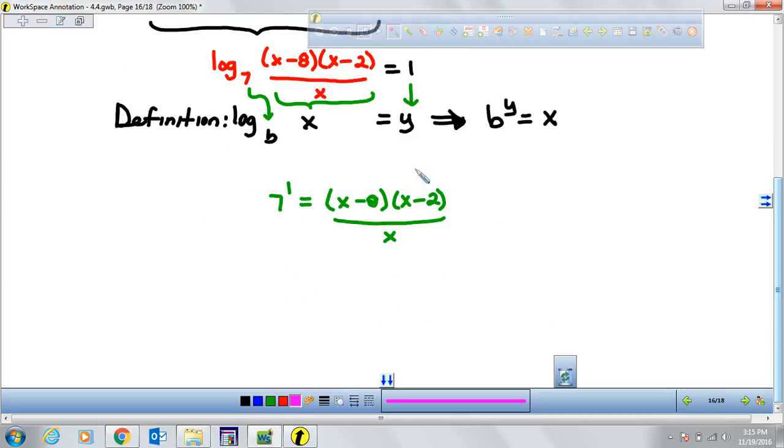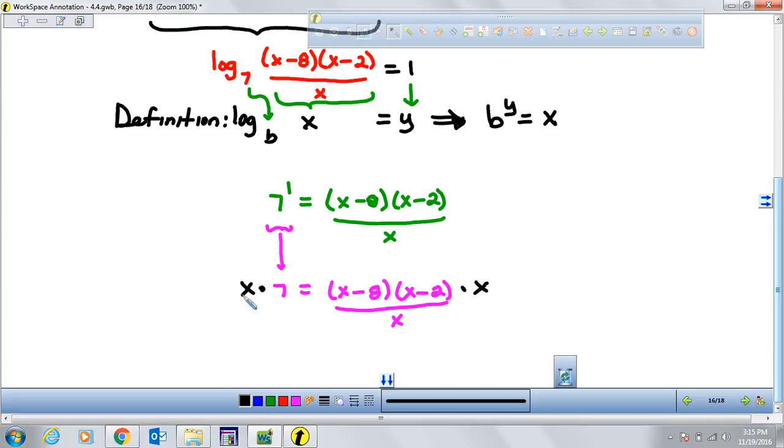Step 3, now we need to solve for x. First we need to raise that 7 to the first power, which in this case 7 to the first power equals just 7, equals x minus 8 times x minus 2 divided by x. So we end up with another case here in which we need to get rid of the fraction. And remember, to clear the fraction, first thing we need to do is multiply that denominator on both sides of the equation, my least common denominator. And again, the x's on the right side cancel out, so you end up with x times 7, which is 7x, equals x minus 8 times x minus 2.